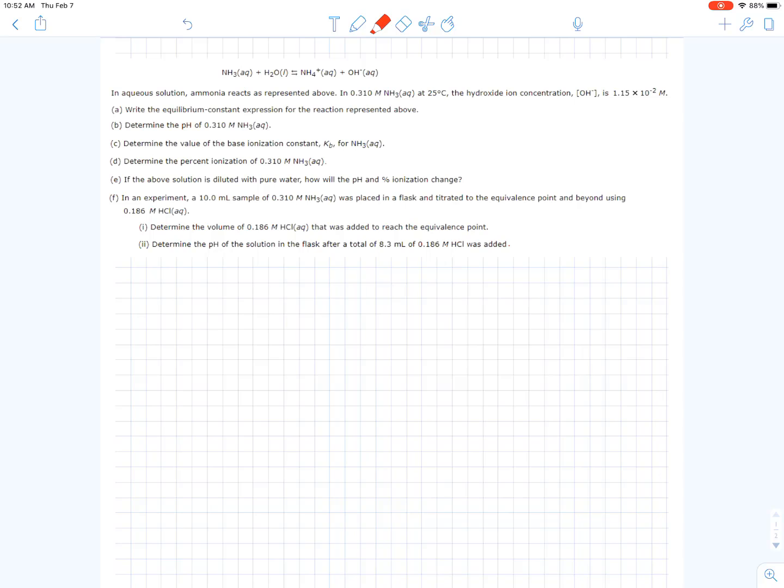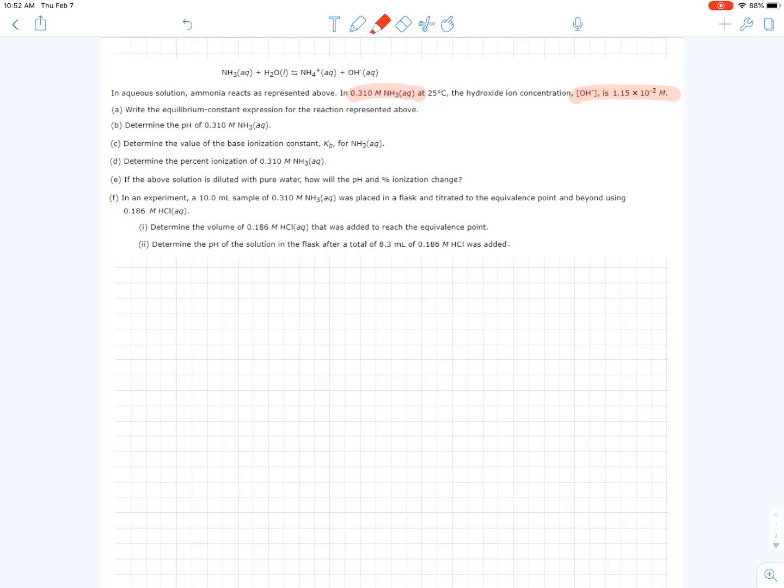In an experiment, we've got a titration, 10 mLs of that ammonia solution, the 0.31 molar stuff, is put in a flask and titrated to the equivalence point. It's neutralized using a strong acid, 0.186 molar. Find the volume of the acid to reach the equivalence point and determine the pH of the solution in the flask after 8.3 mLs of HCl has been added. Okay, that's it. We've got it. This is just a pure acid-base reaction. And right now, I've highlighted the important values, the 0.31 molar ammonia and the hydroxide ion concentration.